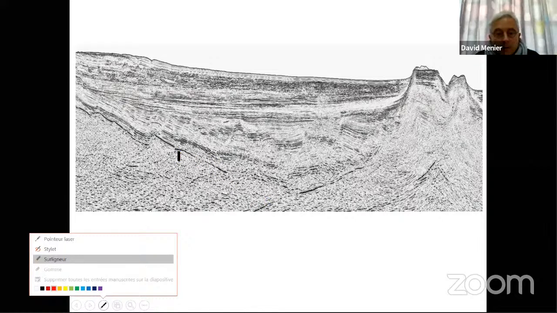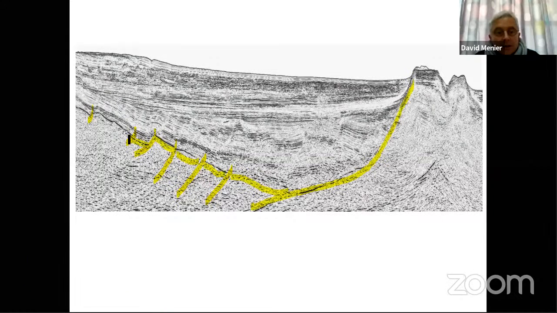Okay, so this is the top. This is the basin, and we have some faults like that. Vertical faults. You can see a fault here, fault here, fault here. Could you see that?